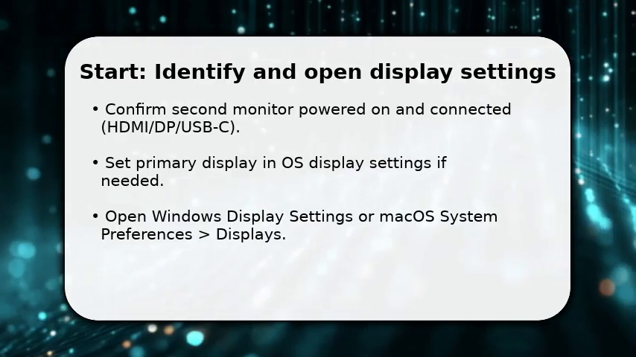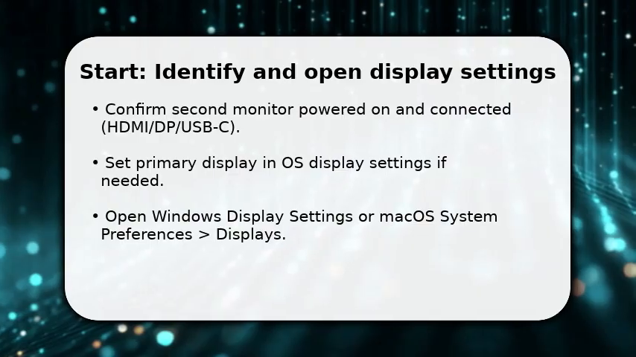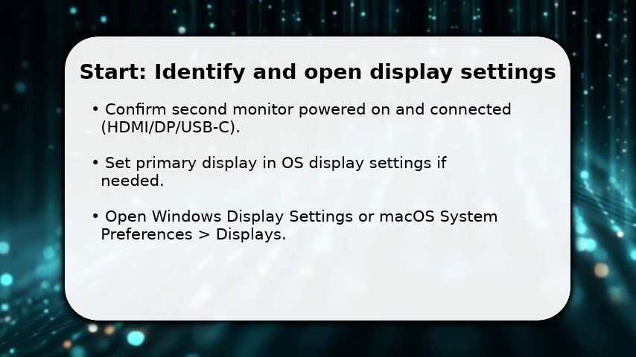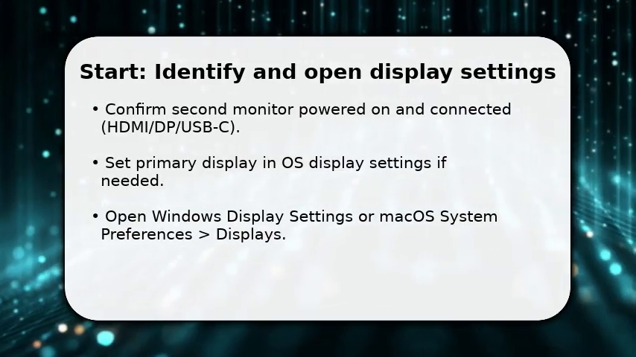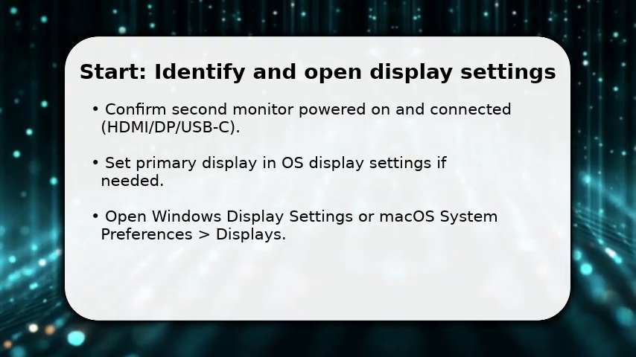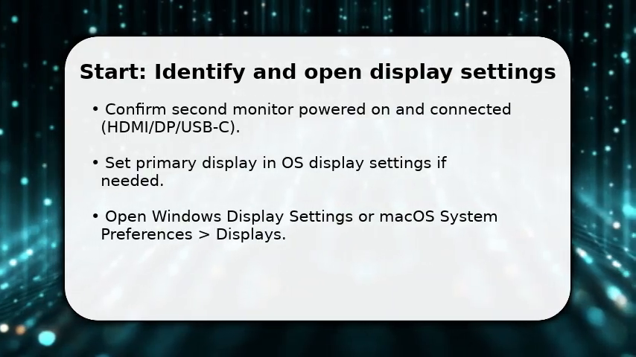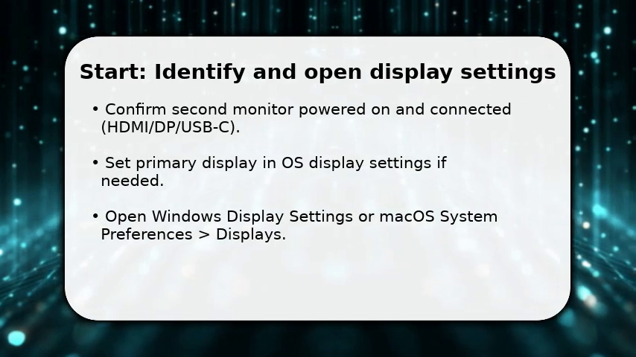Once done, detect displays if the second monitor is not shown, and make sure you know which screen is labeled 1 or 2 so you can target it. You will start by selecting the secondary display in the list. This ensures any resolution changes apply to the correct monitor.